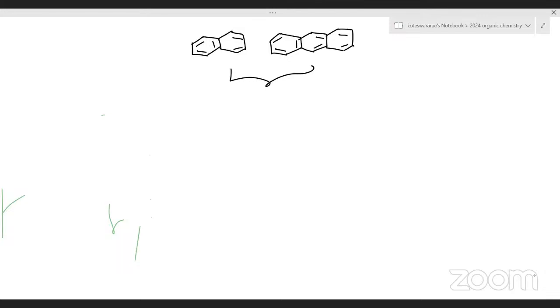But this is one exemption, and this exemption is also extended: some polycyclic conjugated systems with 4n pi electrons show the aromatic property, while some polycyclic conjugated systems with 4n plus 2 pi electrons, however, show non-aromatic behavior. Look here. The first thing is polycyclic conjugated systems.